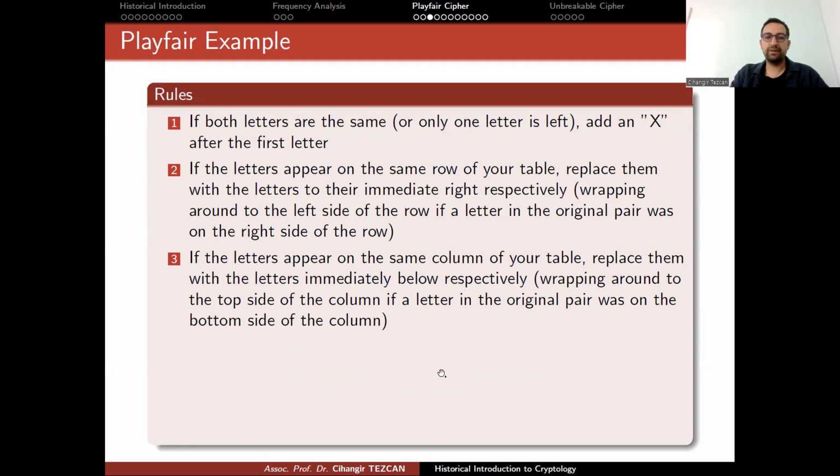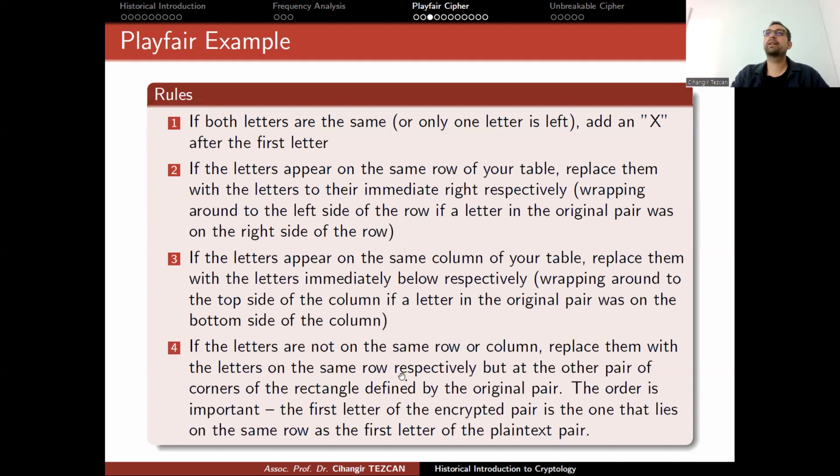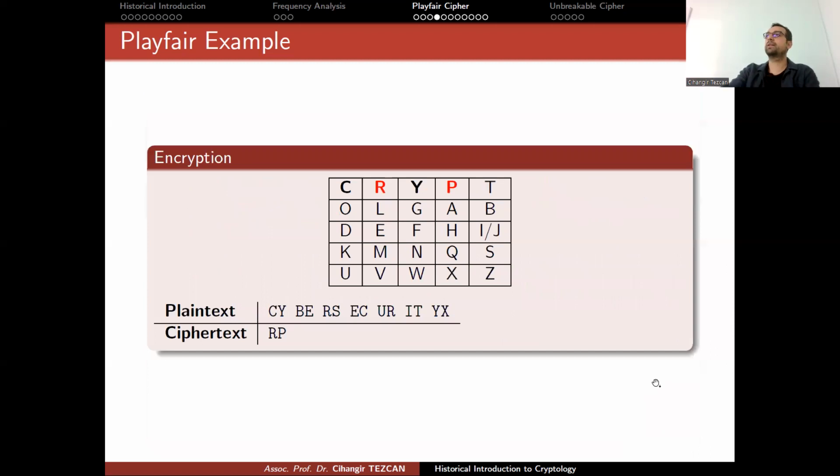Another option is if the letters appear in the same column of your table, replace them with the letters immediately below respectively. And if they are not in the same row or the same column, replace them with the letters on the same row respectively, but at the other pair of corners of the rectangle defined by the original pair. The order is important. The first letter of the encrypted pair is the one that lies on the same row as the first letter of the plain text pair. Okay, so the rules are this. It may not mean much to you currently, but if we see it in an example, it will be very clear.